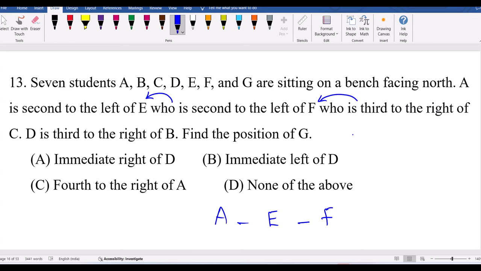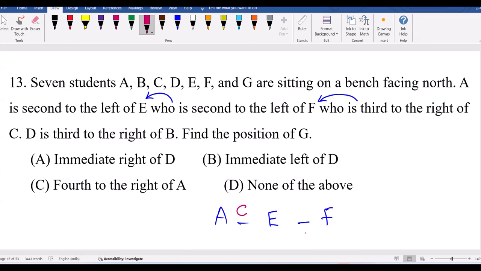A is second to the left of E. E is second to the left of F. F is third to the right of C. C, first right, second right, third right. We have total five people. We still need seven students, no? So they've given one more statement.